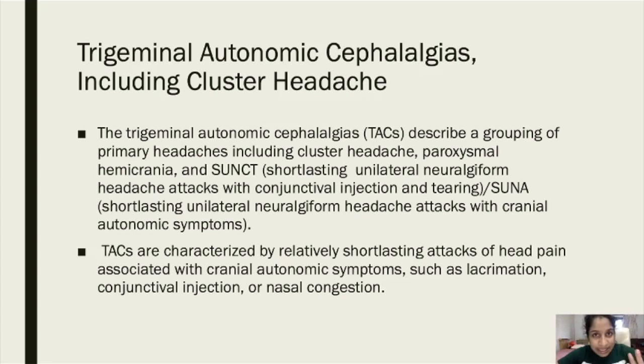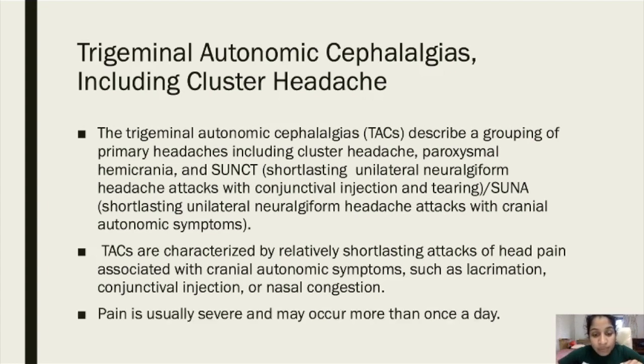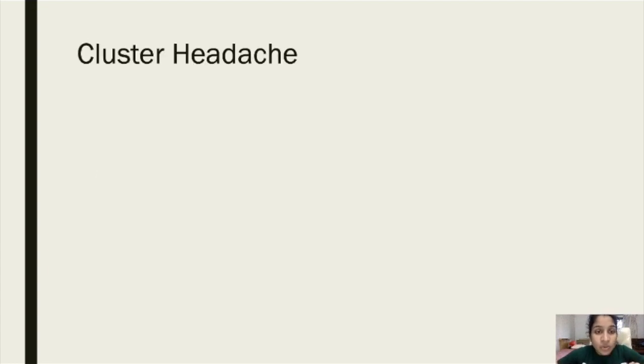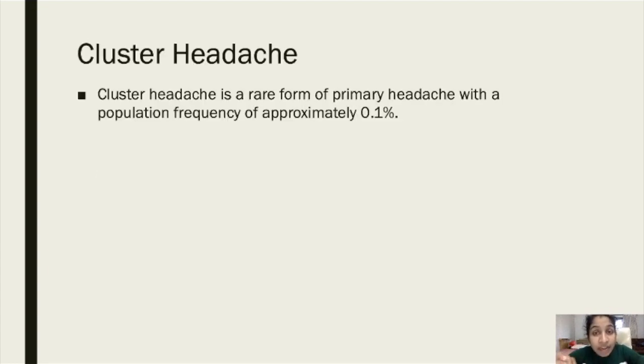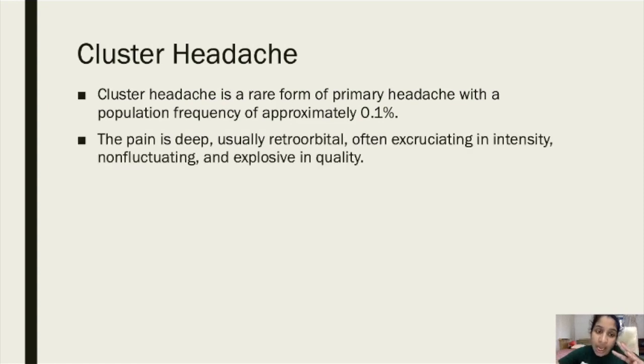So we are going to the cluster headache. Severe and may occur more than once a day. So cluster headache is a rare form of primary headache with a population frequency of approximately 0.1%. And the pain is deep, usually retroorbital. Retroorbital means behind the orbit. So the pain is very deep and often excruciating, often increases in intensity, non-fluctuating, and explosive in quality. So it will be a severe pain and it won't fluctuate. It will be severe pain always.